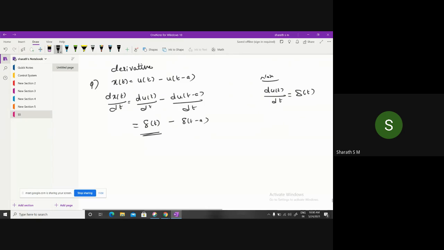And then we need to sketch this signal. So first write down the signal. This is delta of t at t is equal to 0. The next one is delta of t minus a, that means at t is equal to a. That is delta of t minus a.